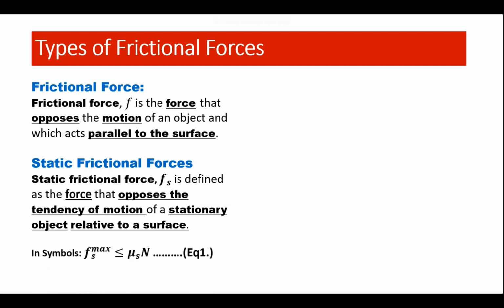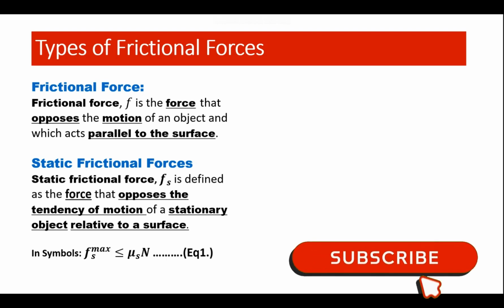In symbols, static frictional force is given by Fs max is less than or equal to mu S times N, where N is the normal force. If you remember, I emphasized in the previous lesson that the normal force is very key for calculation of frictional forces.